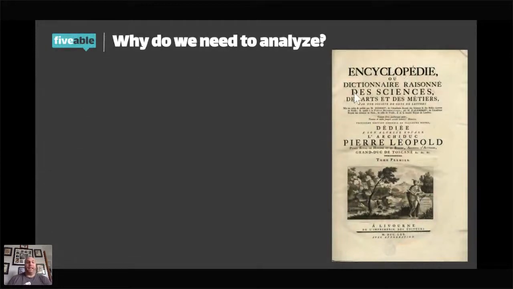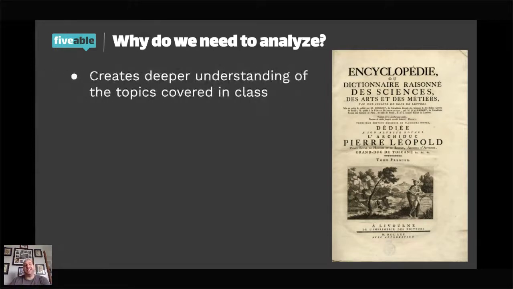So why do we need to analyze? If you look at this picture on the right, you've got Encyclopédie, Dictionnaire, Raison. For those of you that don't speak French, that is the Encyclopedia and Dictionary of Reason, of Sciences and Arts. It's from a French Enlightenment thinker, Diderot. If you don't speak French, how are you going to understand what to use this for? That's why we analyze. You need to be able to know what a document is saying. It creates a deeper understanding of topics covered in class.